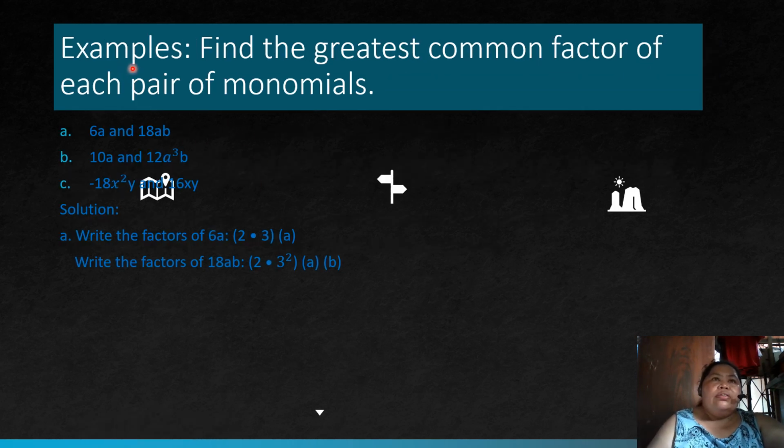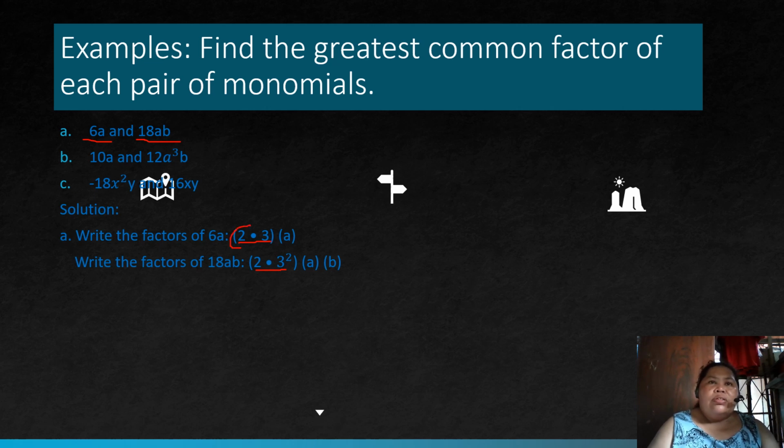Okay, let's have here now an example. Find the greatest common factor of each of the following. So for example, we have here 6a and 18a. First, write the factors. Of course, the factors of 6 are 2 and 3. And of course, a. And the factors of 18a: for 18, we have 2 times 3 squared, because 3 squared is 9, so 2 times 9 is equal to 18.